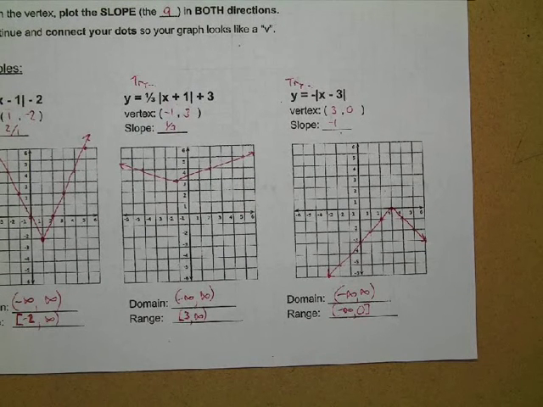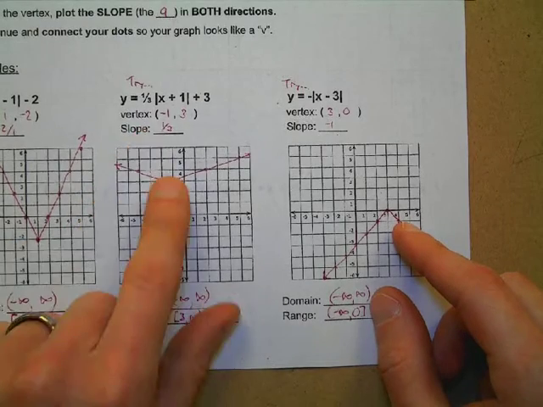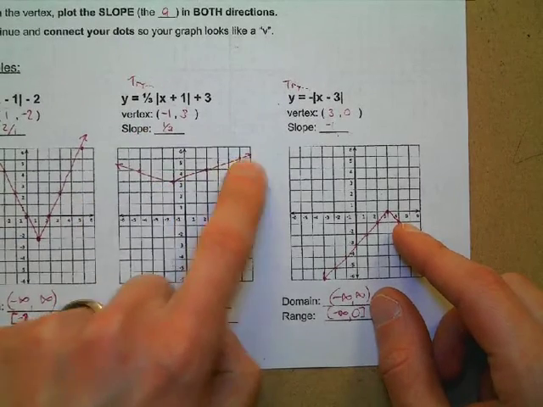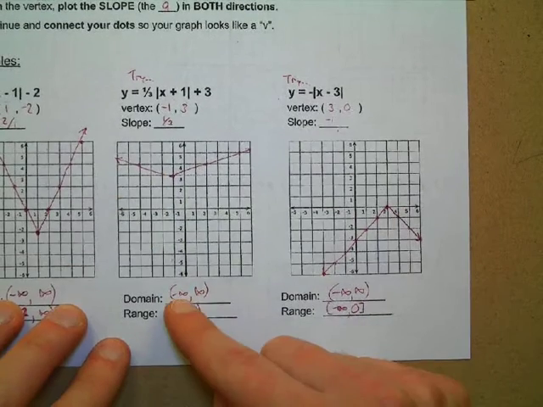All right. So there are your two answers. For the first one here, you should have shifted left 1 and up 3, and then your slope is 1/3. So from your vertex, you're going to go up 1, right 3, up 1, right 3, or up 1, left 3, up 1, left 3. Domain is negative infinity to infinity. Range is 3 to infinity.